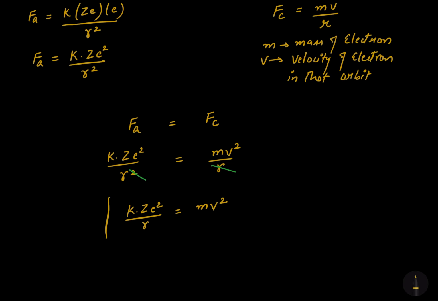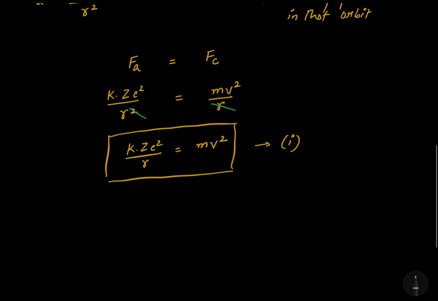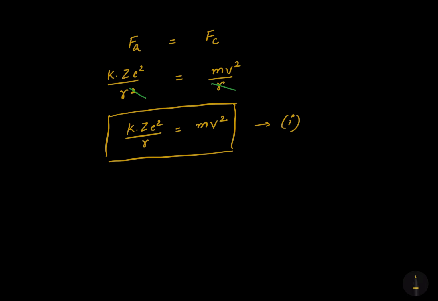Now mark this equation as number 1. Now let's talk about the second or third postulate of the Bohr atomic model, in which he said that the electron will revolve in the stationary orbit, and a stationary orbit is one whose angular momentum is quantized.